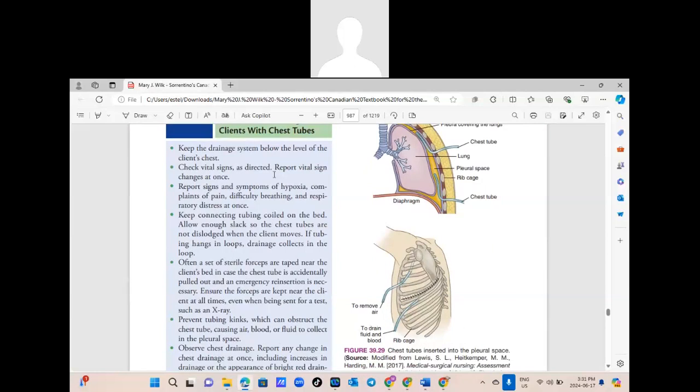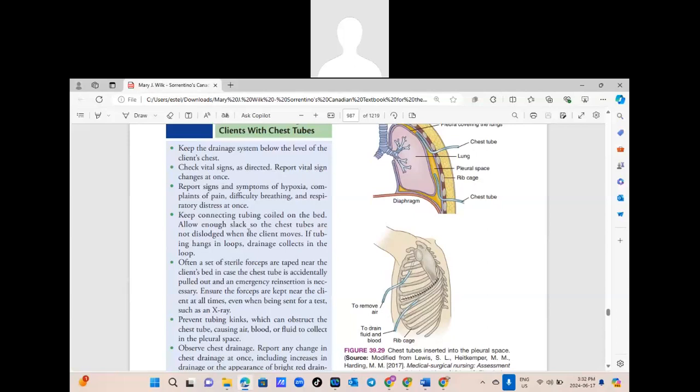So let's go to the guidelines for caring for clients with chest tubes. Keep the drainage system below the level of the client's chest. It's the same logic as the urinary drainage bag. It should be below the bladder, or else there's a backflow, right? Check vital signs as directed. Report vital sign changes at once. Report signs and symptoms of hypoxia, complaints of pain, difficulty breathing, and respiratory distress at once.